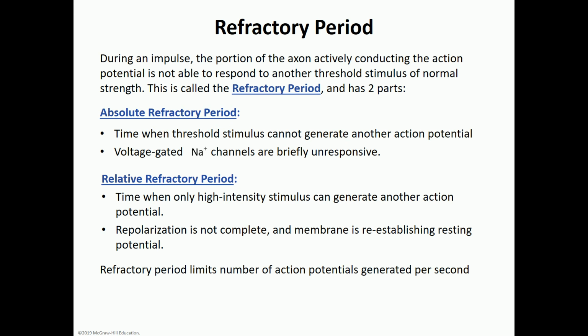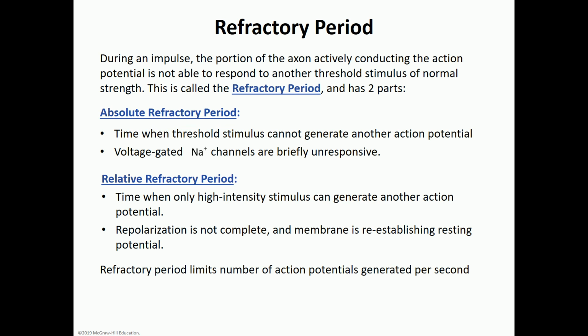So how are you going to respond to that second stimulus? Your absolute refractory period is usually during the period of depolarization where your sodium channels are already open. That is an absolute refractory period. No matter how strong that second stimulus is, the nerve is stubborn, all of its sodium channels are open, it's not responding. A relative refractory period occurs during the process of repolarization.